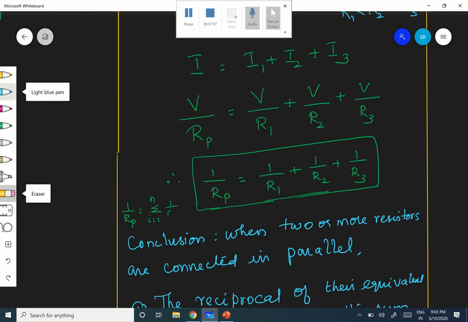This is how you consolidate it. It is for 3 resistors here, but if there are n resistors, then 1 by RP is equal to the sum over i from 1 to n of 1 by Ri. So this is about parallel combination of resistors. Now next we'll see in the next class.